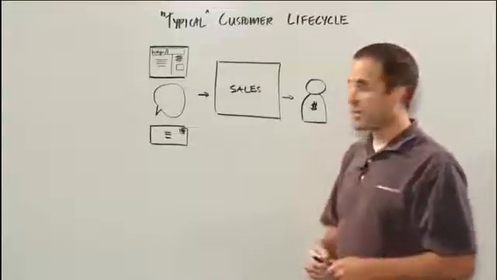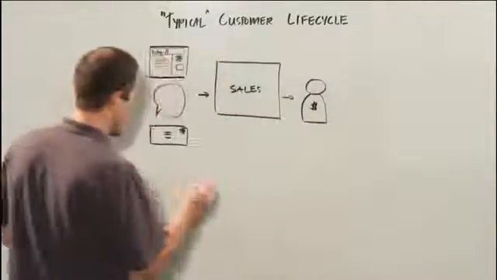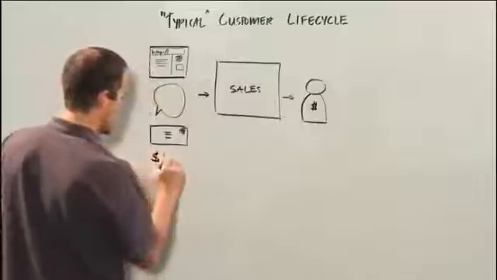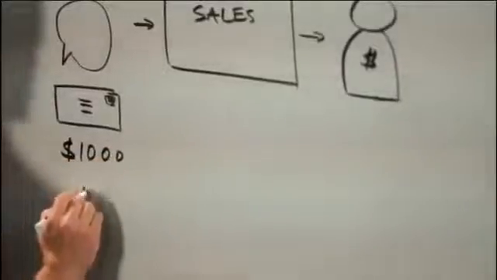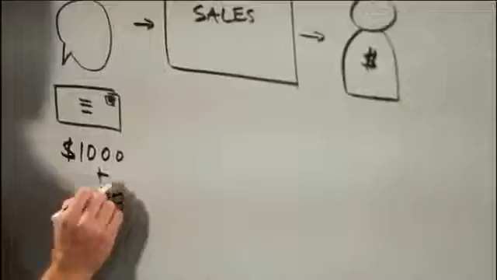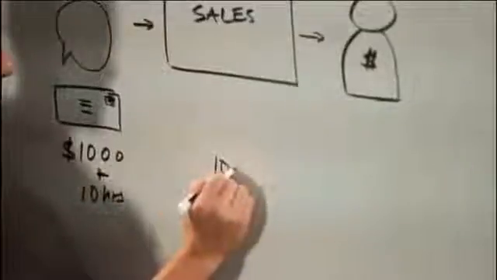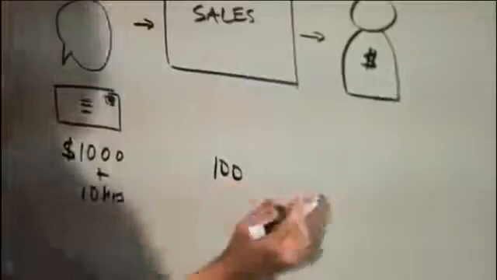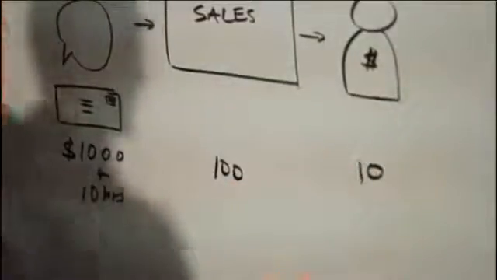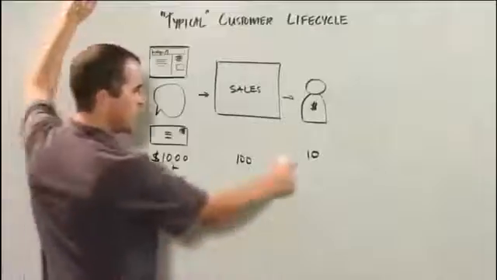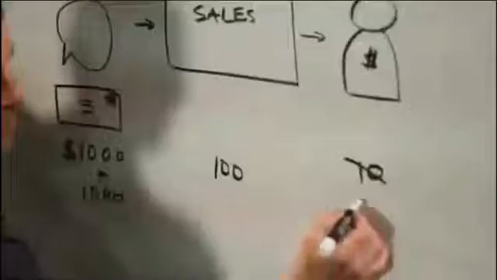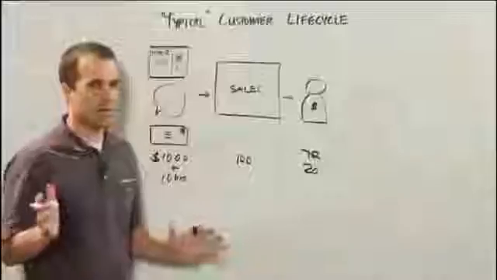So let's take a quick example of how this plays out. Let's say that I spend $1,000 and about 10 hours of time generating interest, which creates 100 interested prospects for me that end up turning into 10 paying customers, okay? Great. Now let's say I want to take that 10 customers, I want to turn that into 20. So what are my options?